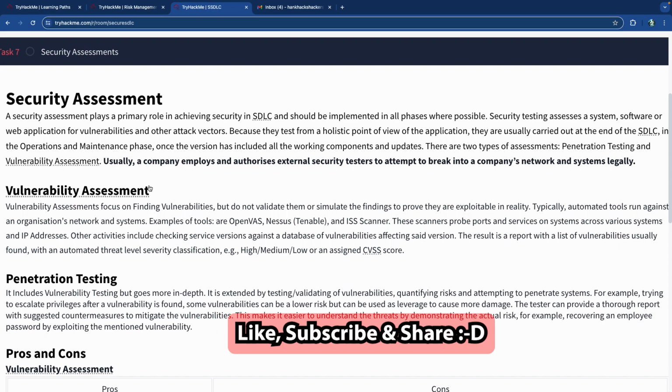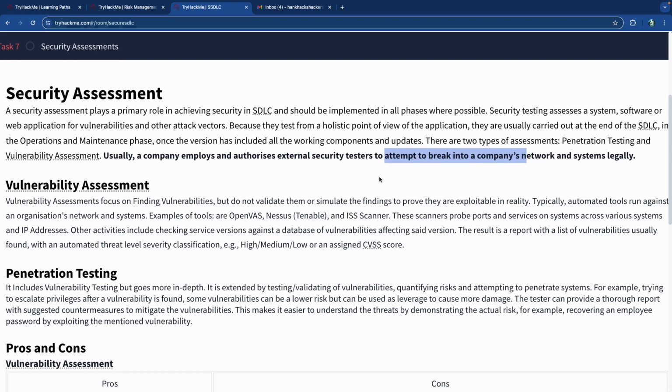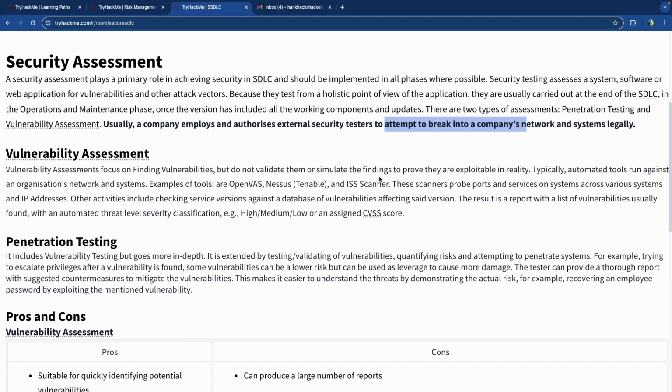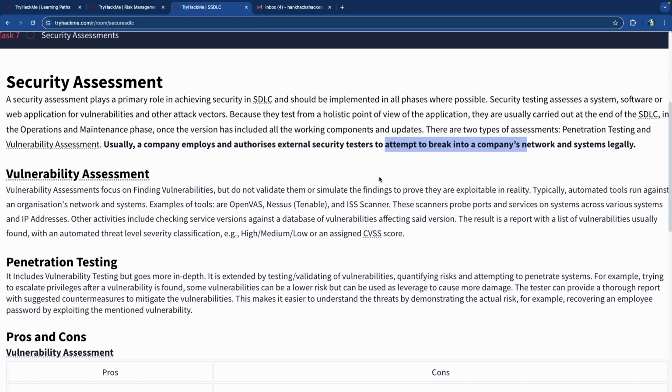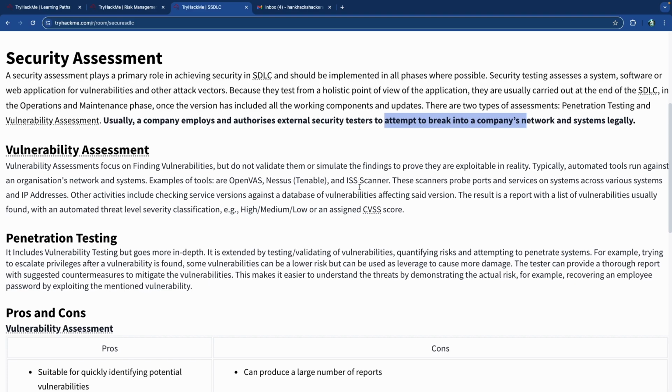All right, so security assessment, as the name implies, is where we're looking at potential security vulnerabilities of the software that's being deployed. And usually this is either a penetration test or some kind of vulnerability assessment, or probably both, right? So a company employs and authorizes external security testers to attempt to break into a network and systems legally. So you give them permission to penetrate your systems. That's a pen test. And you typically hire a company or a person that really specializes in that.